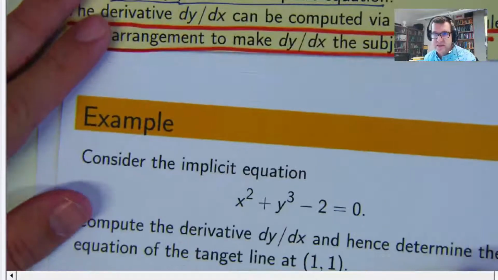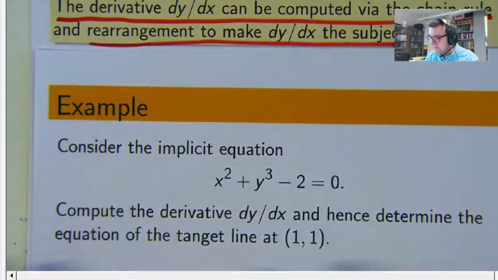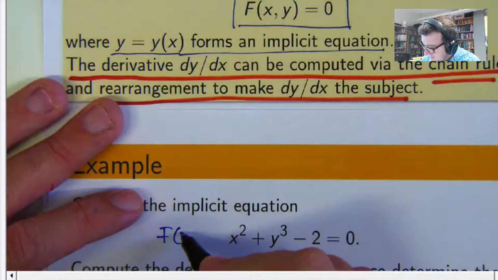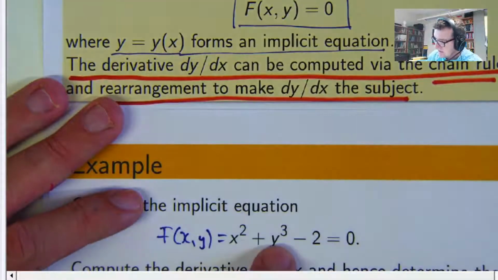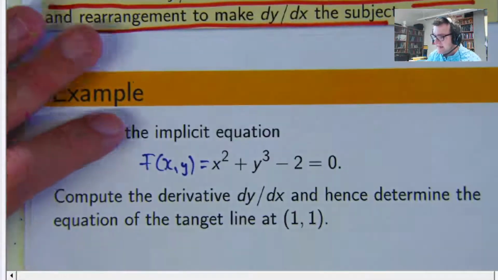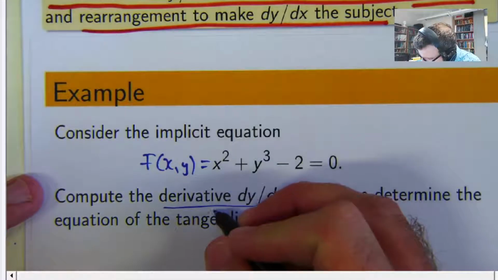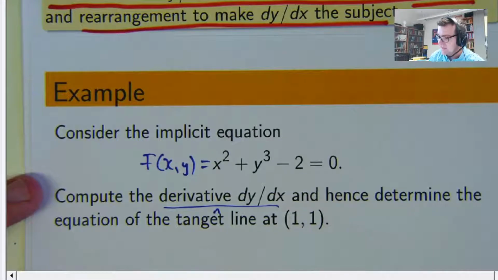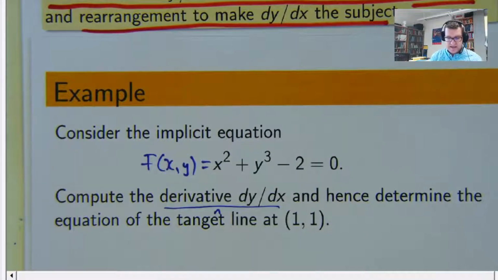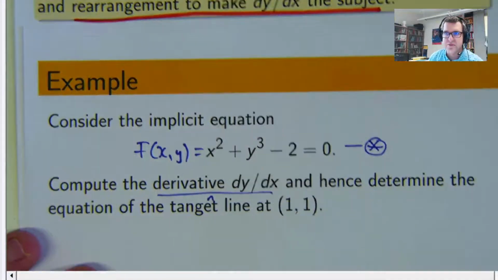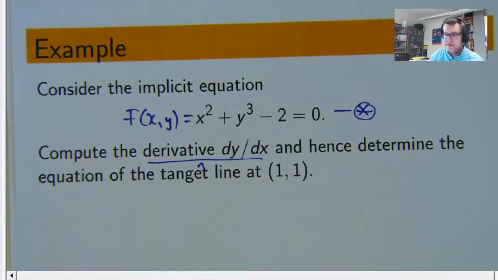Let me see if I can fit this on the screen. We're going to differentiate both sides of this equation. In this example, this would be your big F: x squared plus y cubed minus 2. Let's differentiate both sides of this, and that's the first part of the question. And hence, with this information, determine the equation of the tangent line at this point. So it's a two-step process. Let's give this a label and we will work our way through it.